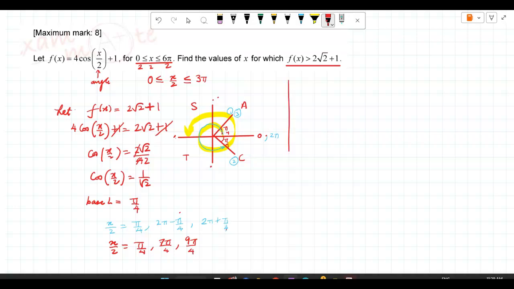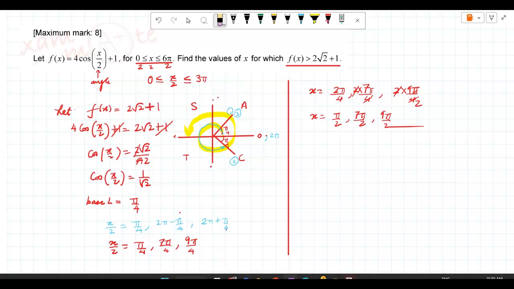You cross multiply. So now you find x. So x is equal to 2 pi by 4, comma 7 times 2 pi by 4, correct? Comma 9 pi by 4, correct? So x is equal to pi by 2, 7 pi by 2, yeah? And 9 pi by 2. Okay, these are my solutions.